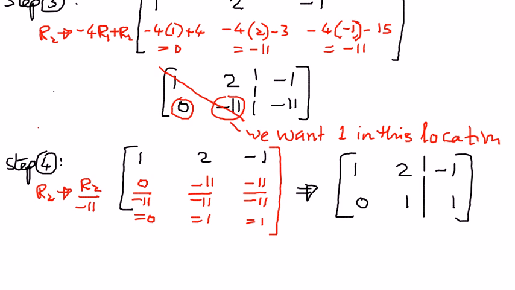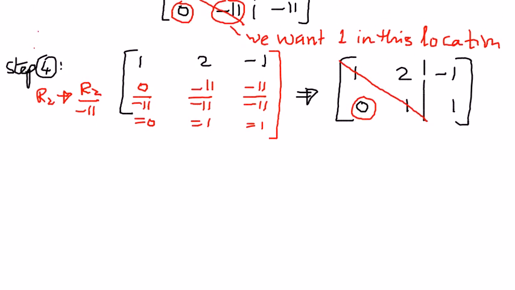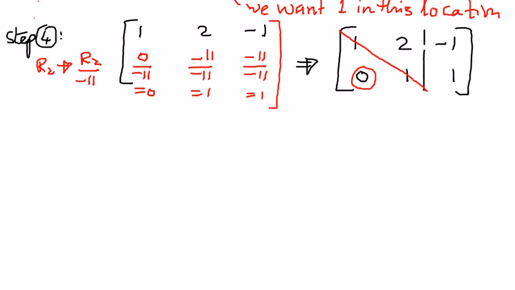So we have achieved the row echelon form for this system of linear equations in 2 variables. We wanted 1s along the diagonal, we wanted 0s below the diagonal, and therefore we have arrived at an augmented matrix which is going to give us the solution from this point on. So step number 5 is we're going to write the system of linear equations from this augmented matrix.